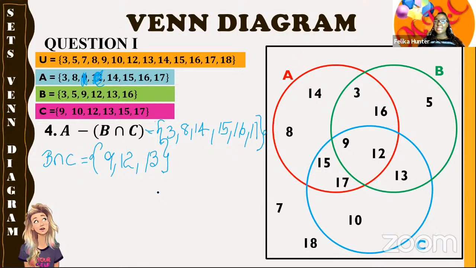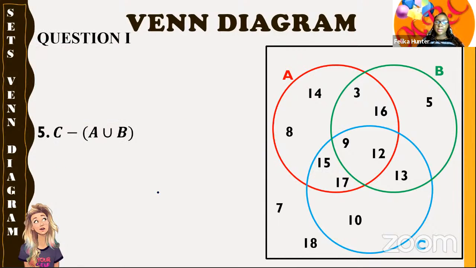So we're going to move to the next question now. We have C minus A union B.